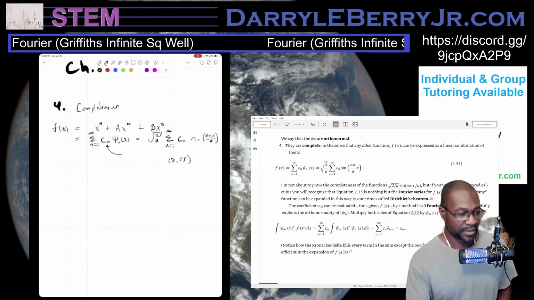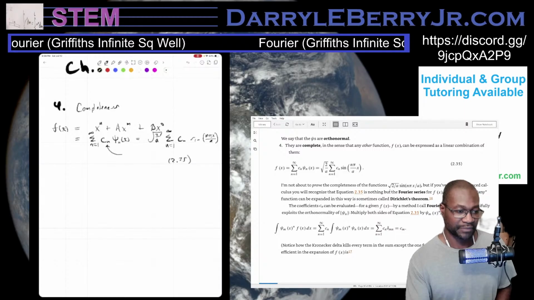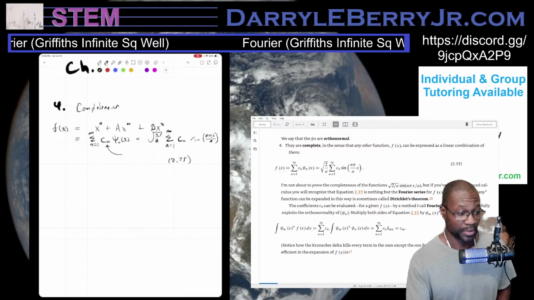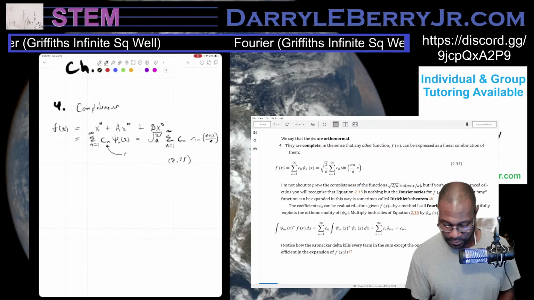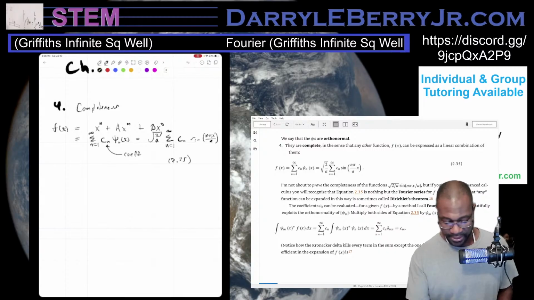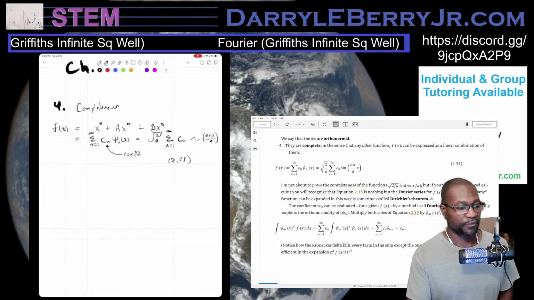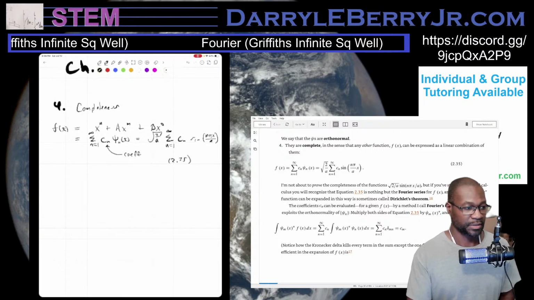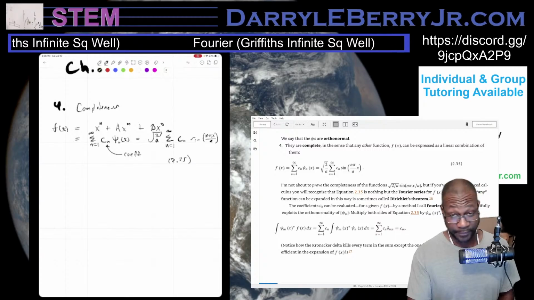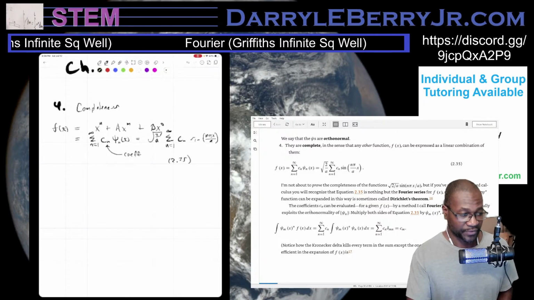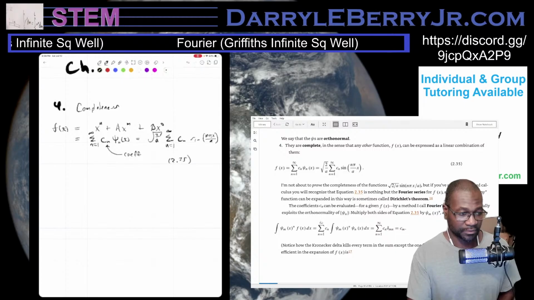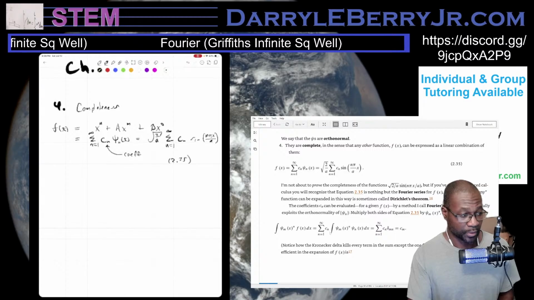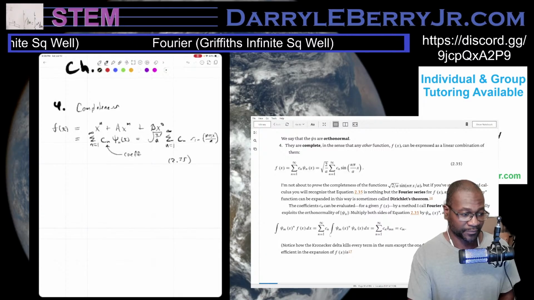The coefficient c n can be evaluated for a given f of x by a method I call Fourier's trick. They're talking about this coefficient here, to make this psi work for any given function. So there needs to be a coefficient in front of each psi to make it all work out. We have to find the coefficient. The coefficient c n can be evaluated for a given f of x by a method I call Fourier's trick, which beautifully exploits the orthonormality of psi n.